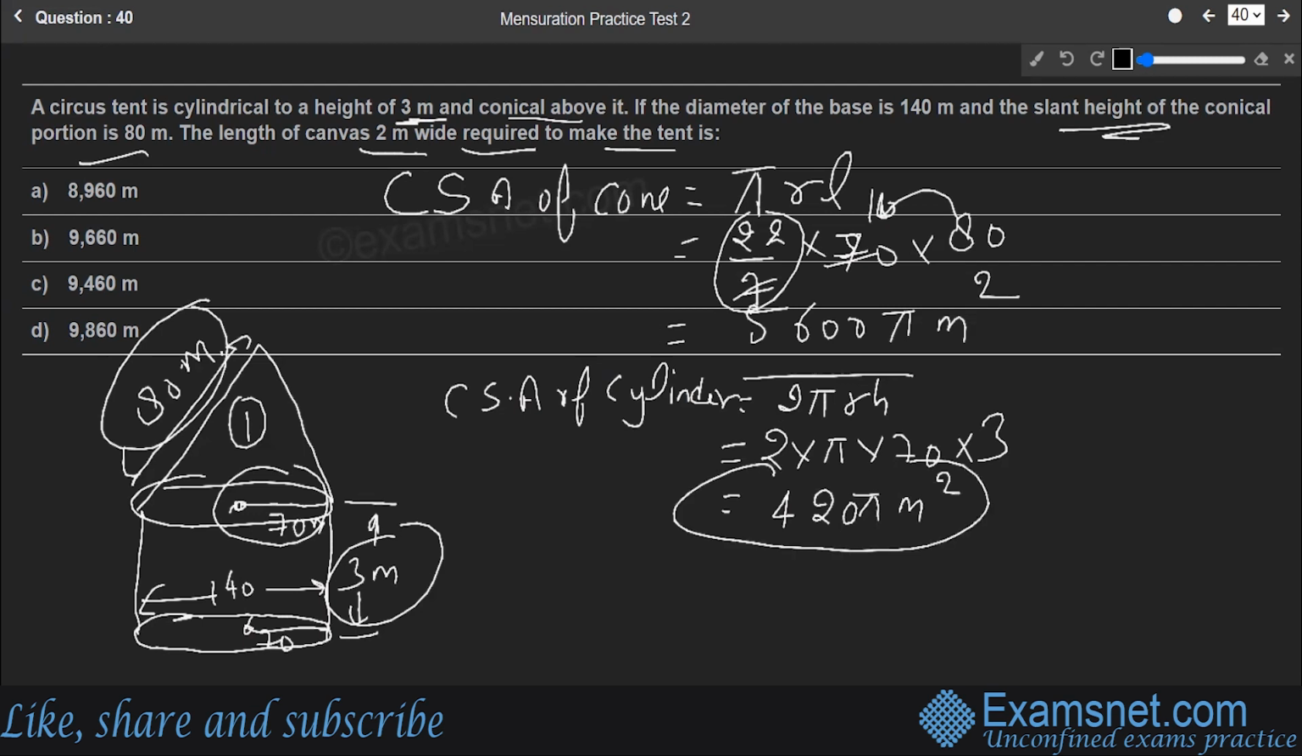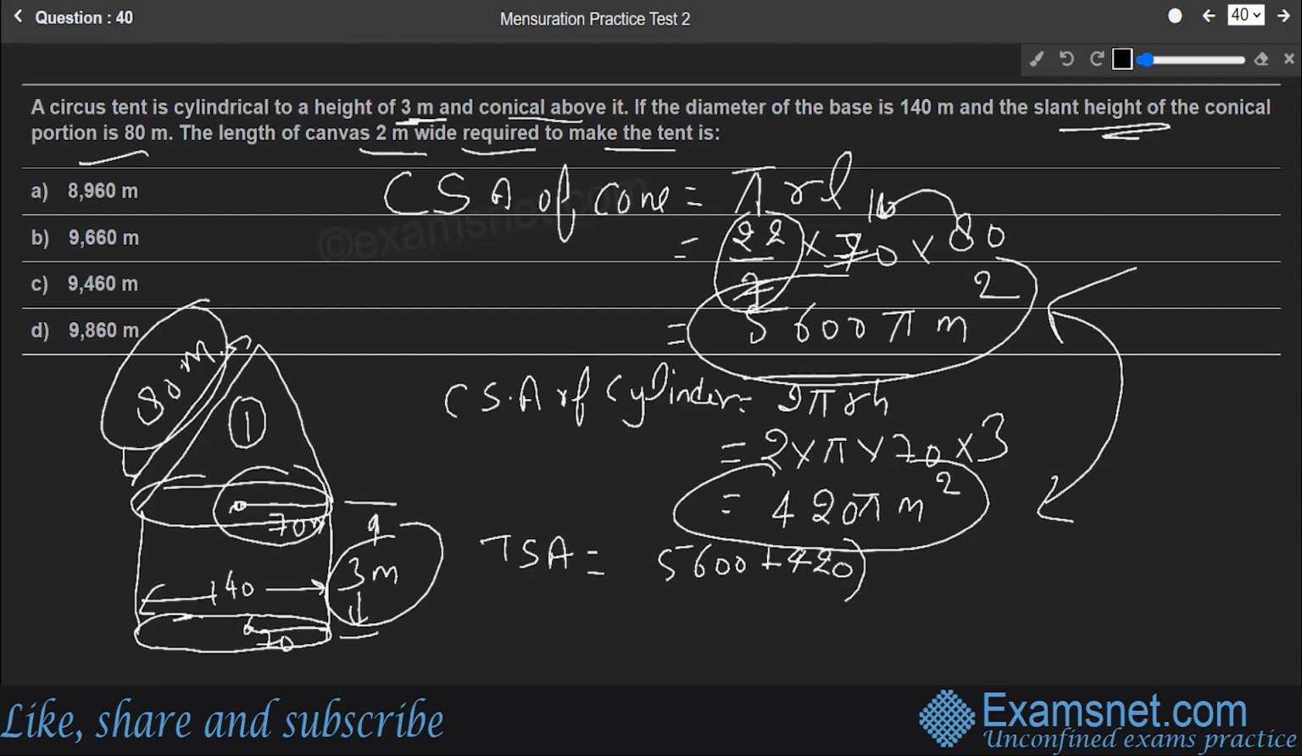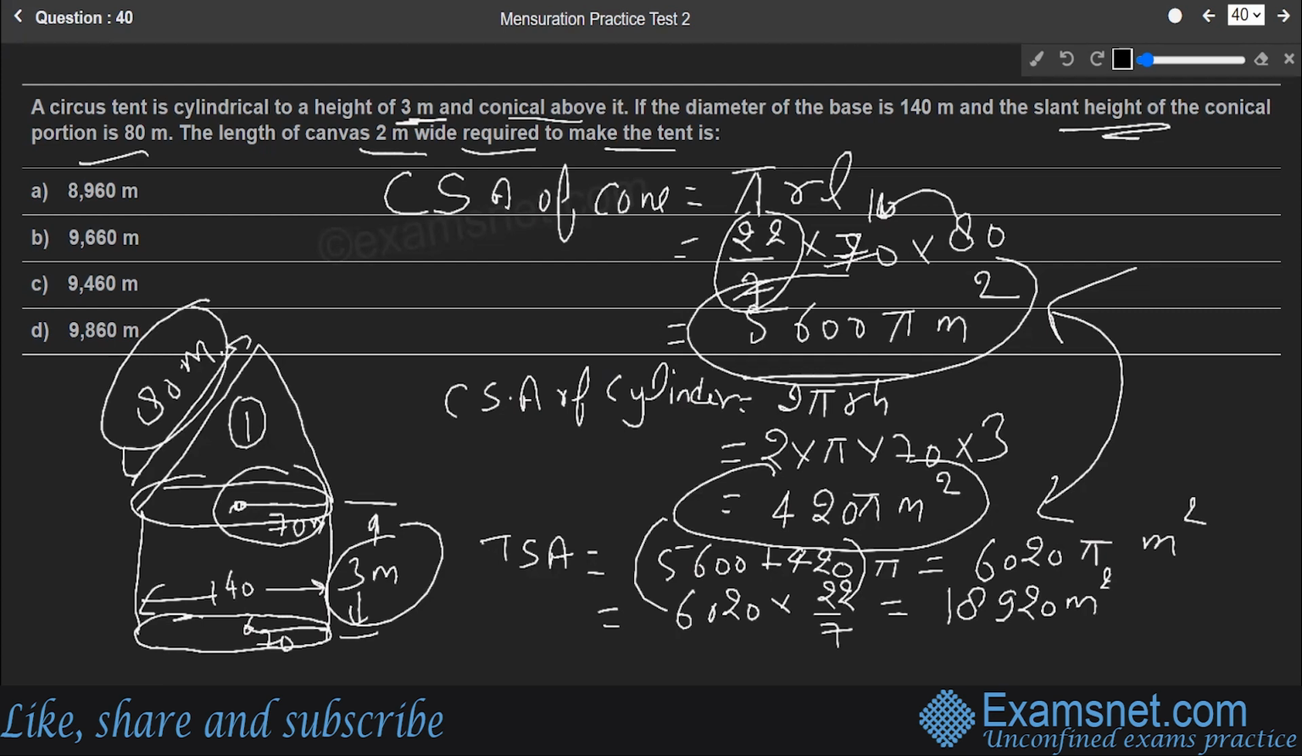Now we need to find out the total surface area. So total surface area will be simply the addition of the curved surface area of cone and curved surface area of cylinder. If we add these two numbers, 5600 plus 420, and pi being common, it actually comes out to be 6020 pi meter square. This is the total surface area. Okay, we can convert this 6020 into the actual value now. So it's 6020 into pi value 22 by 7. If we put it like this, we are getting the value as 18,920 meters square. So this is the total surface area of the tent.